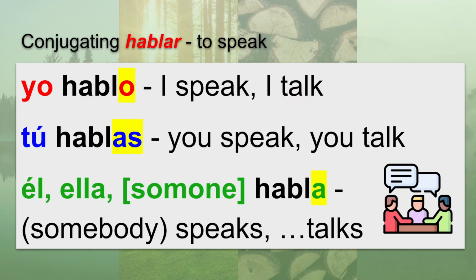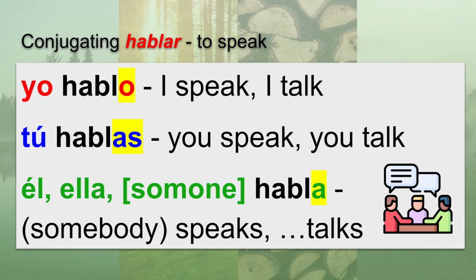Next, let's talk about the verb hablar, which means to speak or to talk. We take off that AR ending when we want to say that somebody is doing that. Remember that word that we learned in the last video, conjugating? It means to change the ending of a verb depending on who is doing that action. So if I am doing it, it's going to end in an O, just like with the other ones we learned in the last video.